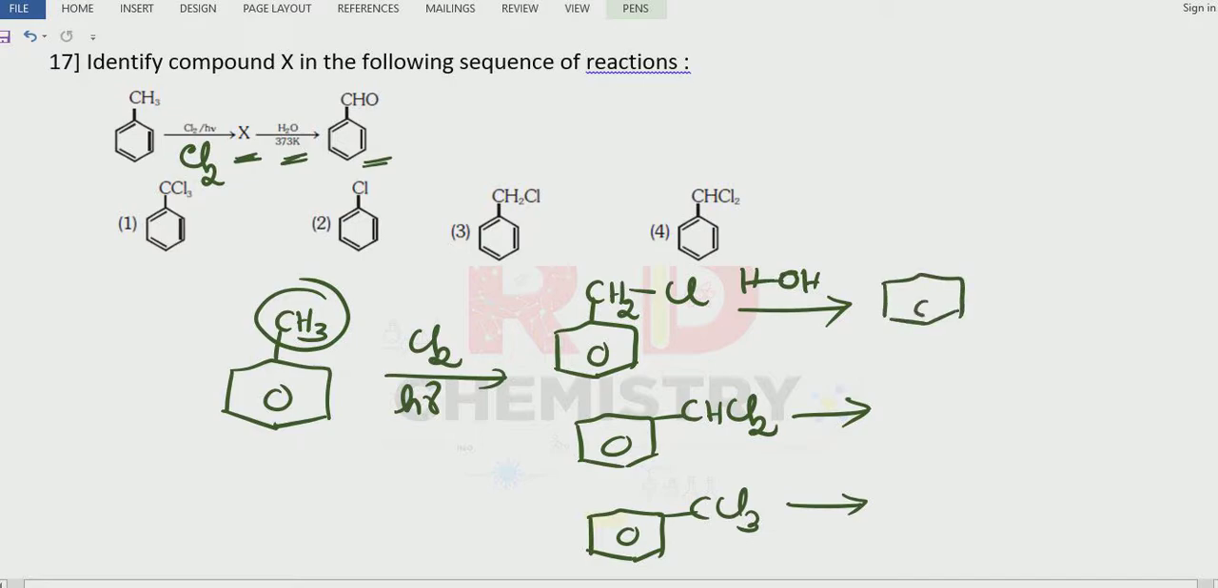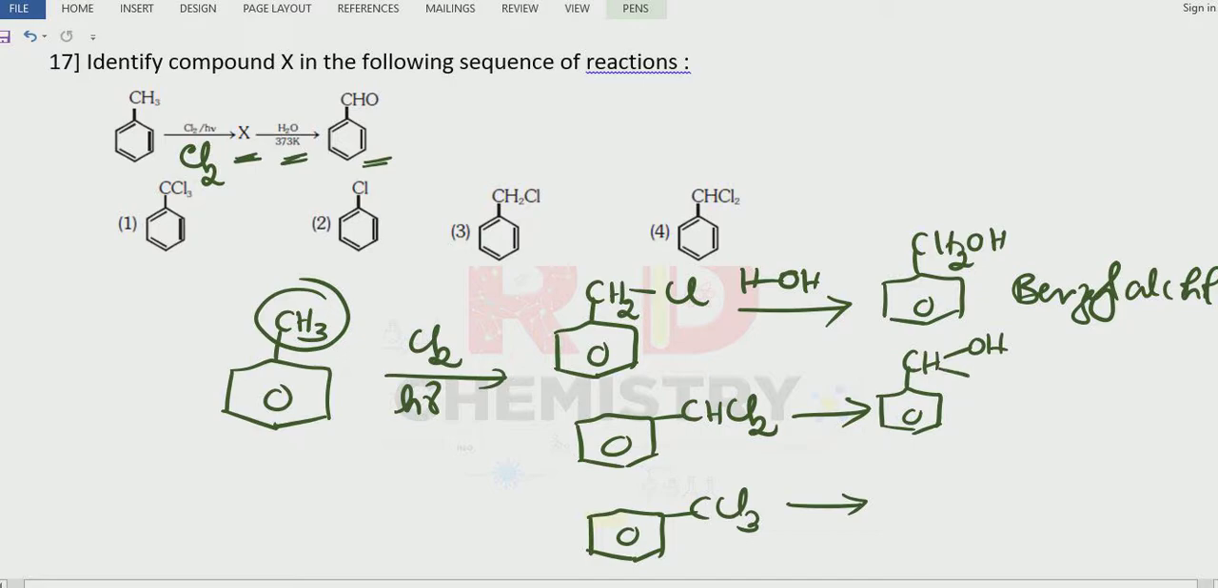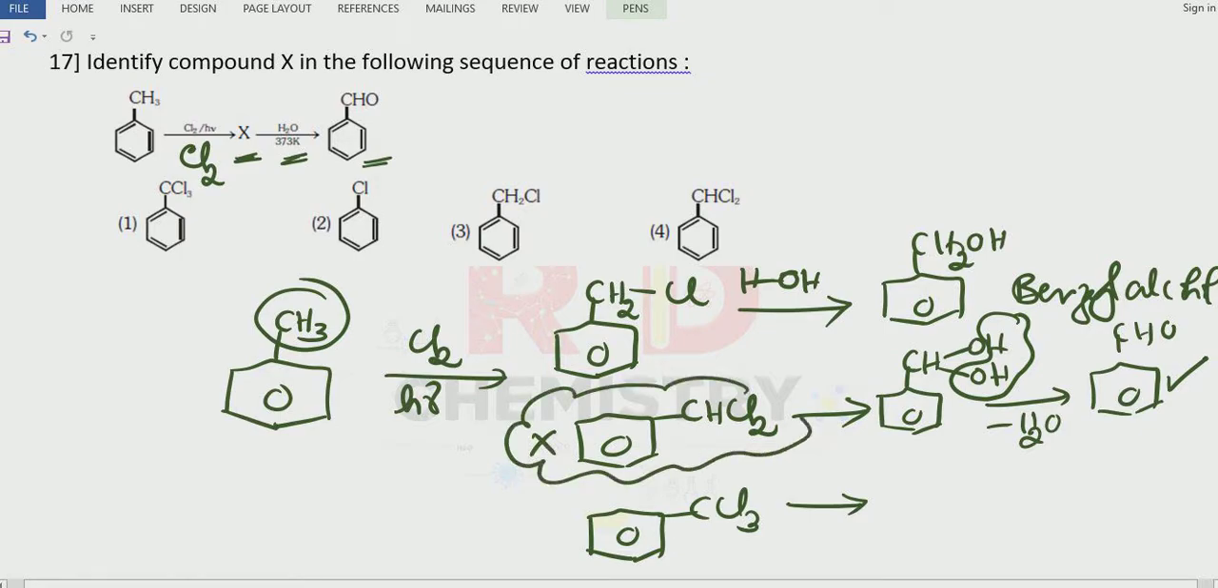So the benzene ring attached to CH2OH is benzyl alcohol. But we actually want the benzaldehyde as the final product. In this case, we have a benzene ring attached to CH with two chlorine atoms replaced by OH. Nucleophilic substitution takes place. Whenever there are two OH groups on the same carbon atom, it will lose a water molecule and then give benzaldehyde, that is CHO. So this is the final product given. Therefore X should be this dichloro derivative. So the answer is option number 4. The fourth one is the answer.